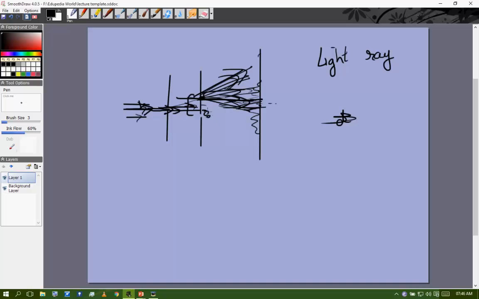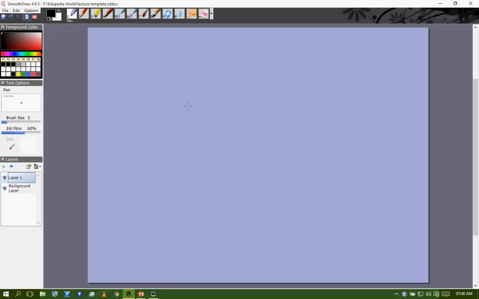The dimension of these slits is actually of the order of 10 to the power minus 7 meters. Otherwise, this would not happen. Otherwise, the light beam would be obstructed here. So let's go back to the basics and see diffraction from the perspective of Huygens principle.